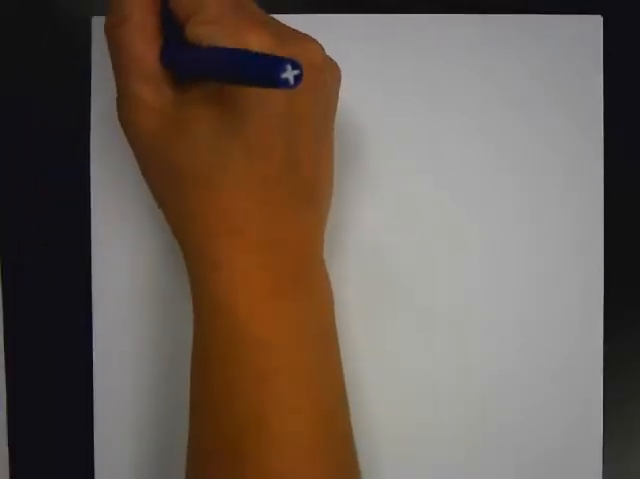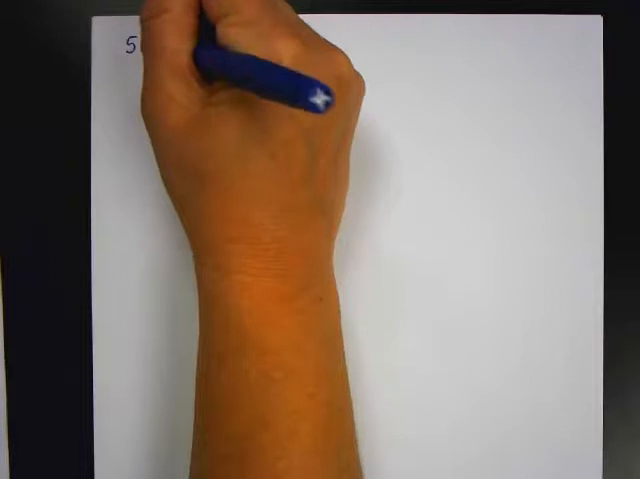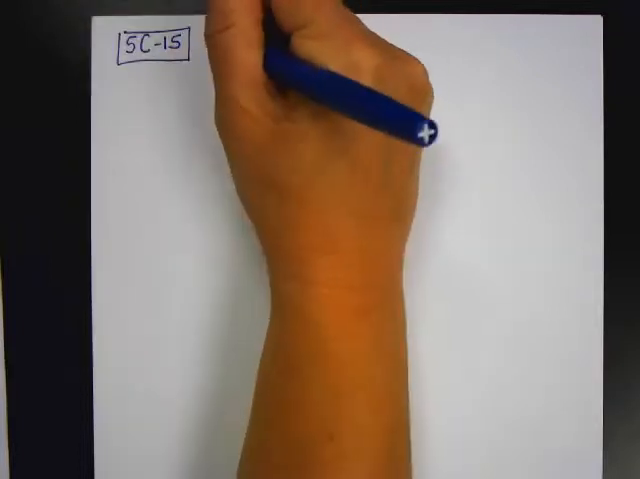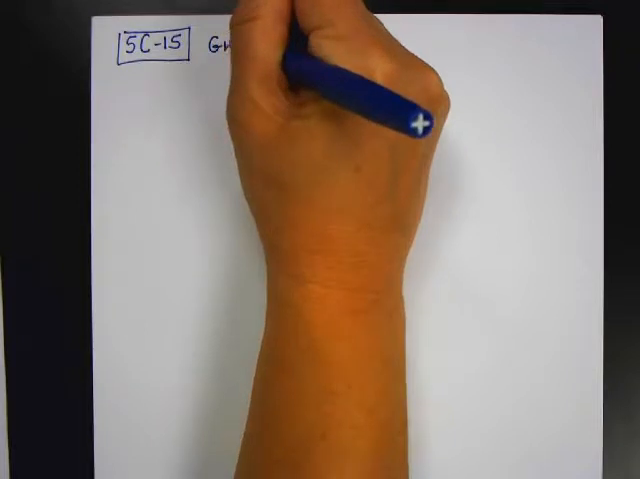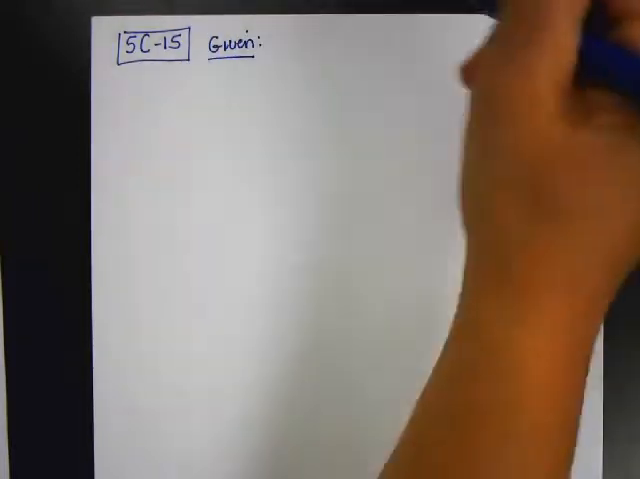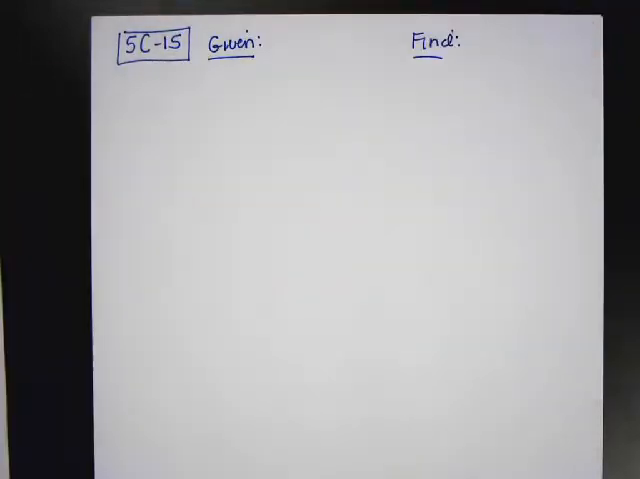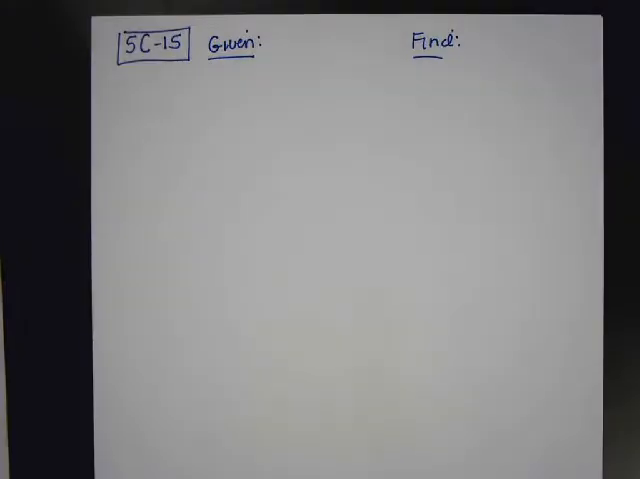Okay, so we're going to work Chapter 5, Practice C, problem number 15. As we always do, we're going to write our given and we're going to write our find. When we read the problem, we're not going to read the whole thing at once because there's a lot of information. We're going to chunk and write down one thing at a time.